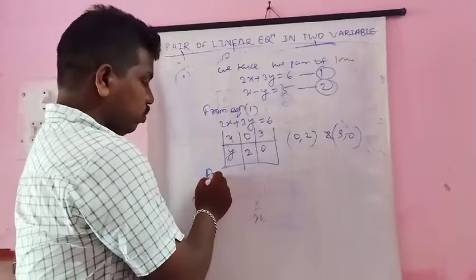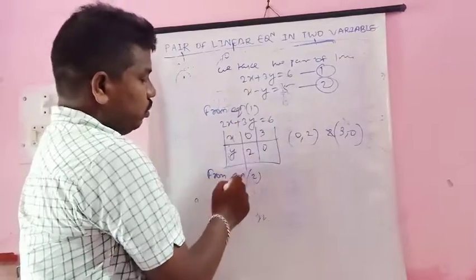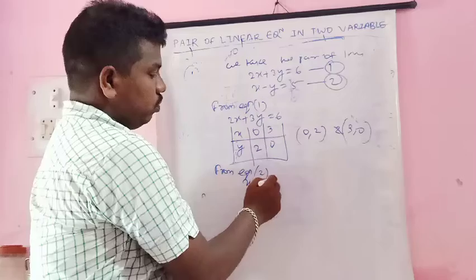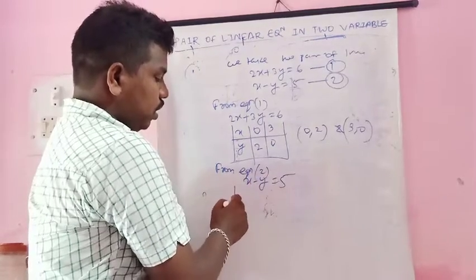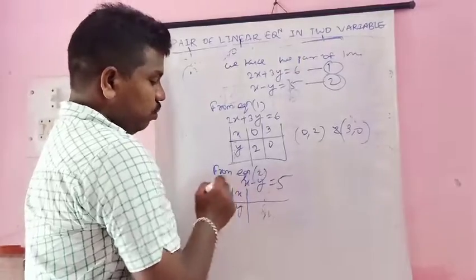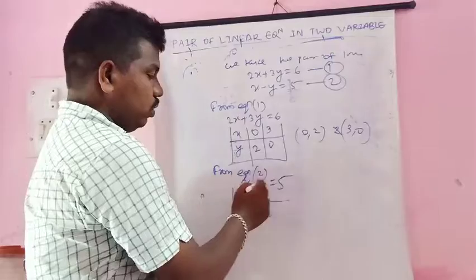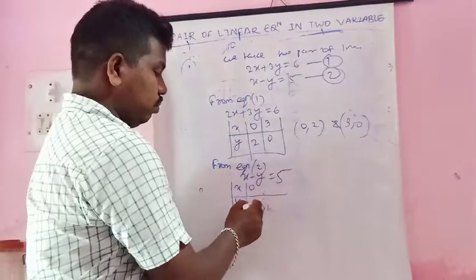Similarly, from equation 2, x minus y equal to 5, we draw the table of equation 2 by taking the two variables x and y. If we put x equal to 0, then y equal to minus 5.